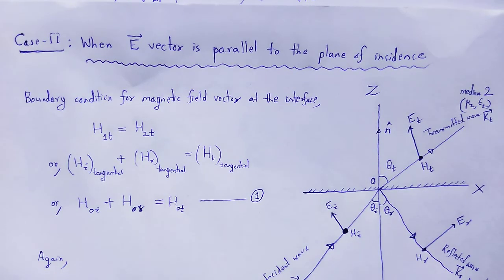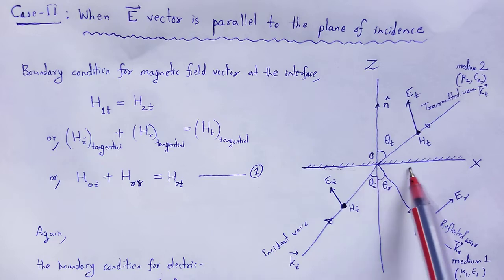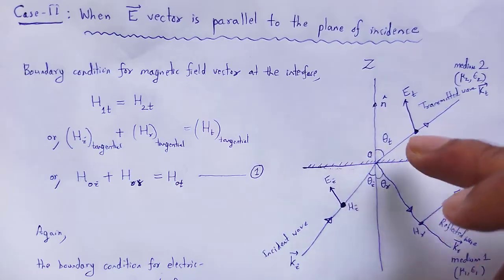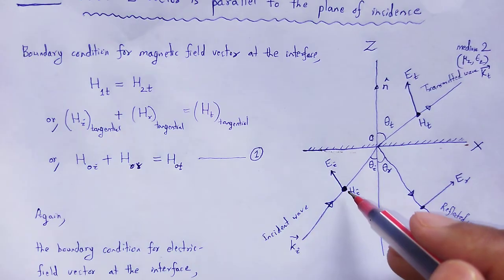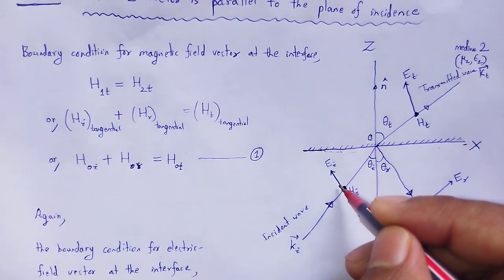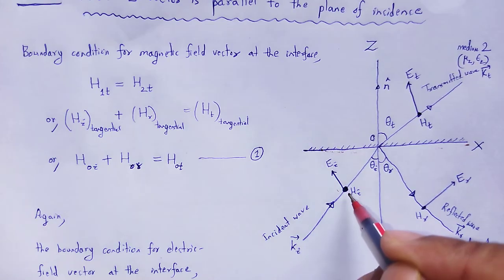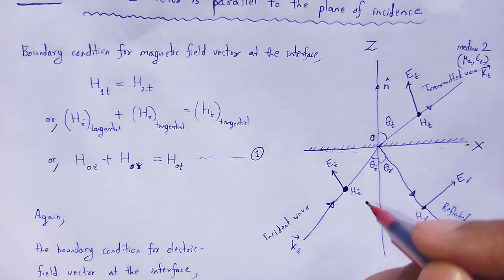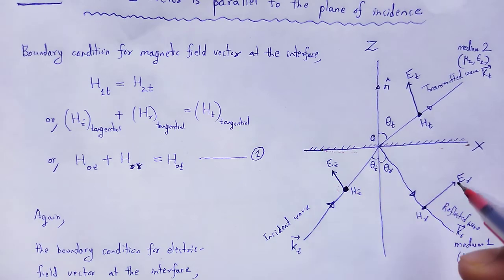Case number 2, when the E vector is parallel to the plane of incidence. In the same manner, we consider the interface: medium 1, medium 2, incident wave, reflected wave, transmitted wave. But the situation here is that the E vector is parallel to the plane of incidence. Since the E vector is parallel to the plane of incidence, the S vector is perpendicular to the E vector, and so it is given by the S vector and E vector.